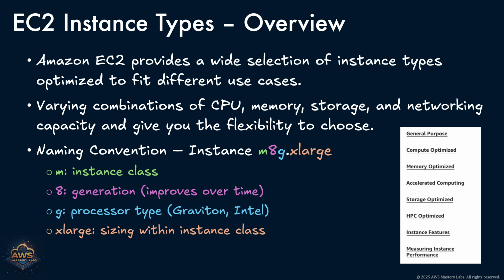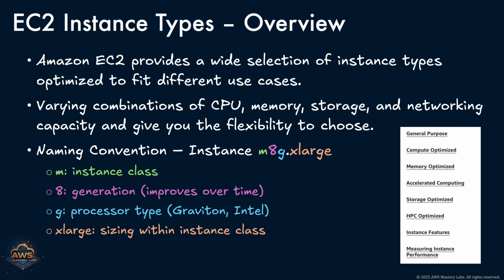Choosing the right instance type is all about striking the right balance between performance and cost. You want an instance that provides just enough resources to meet your application's requirements without over-provisioning, which can lead to unnecessary expenses.